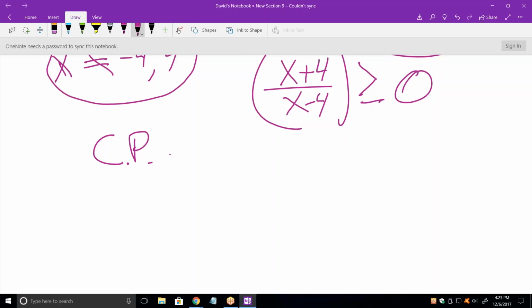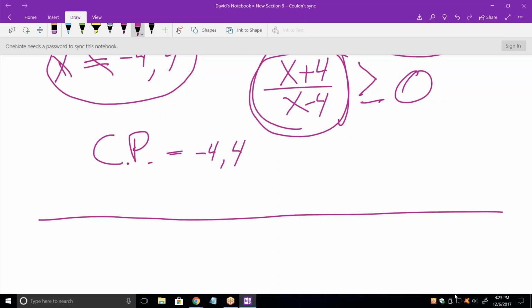What are the critical points of this function? That means wherever the numerator is 0 or the denominator is 0. That would be -4 and 4. Okay, now I draw a line chart. Not an XY coordinate grid, but a line chart. And I put the two critical points on there only. I don't even want 0 on there.